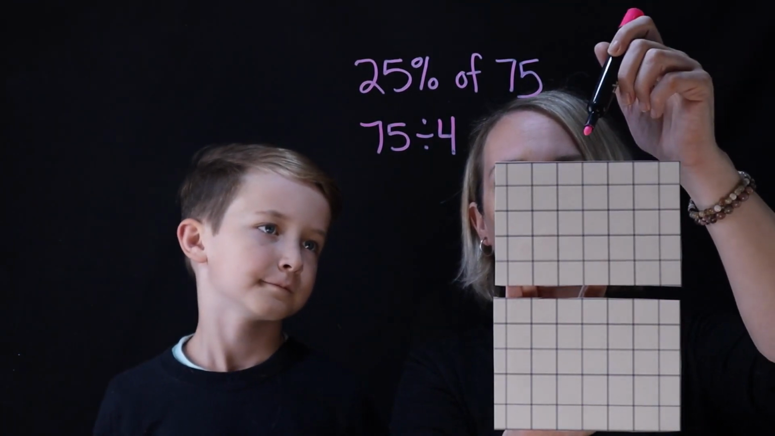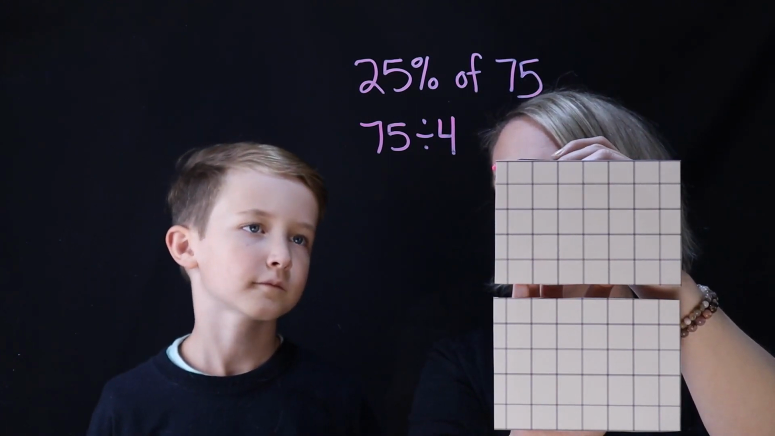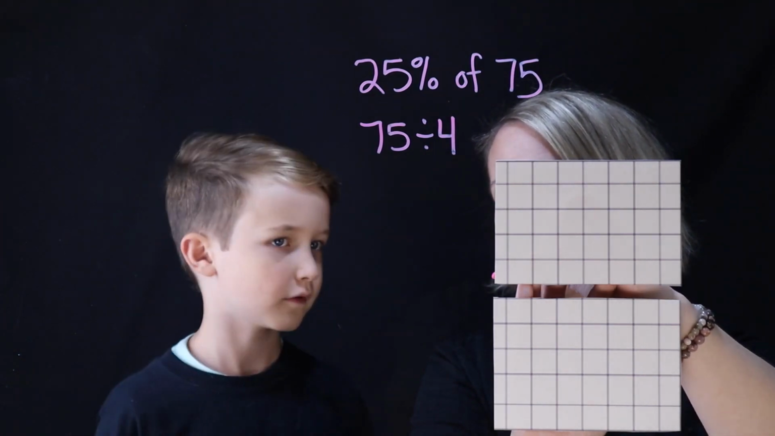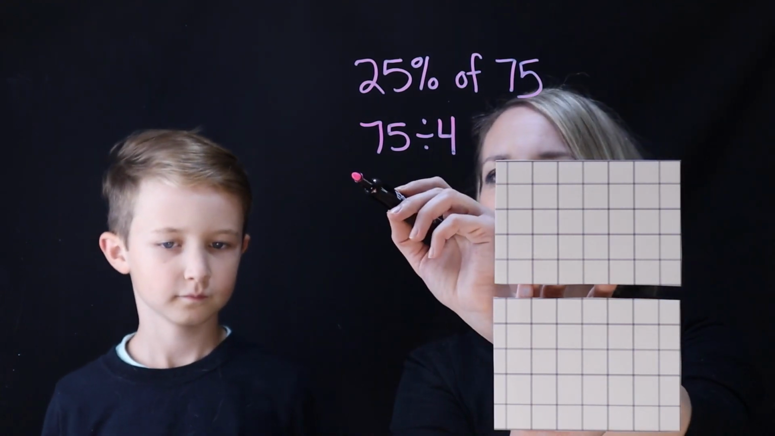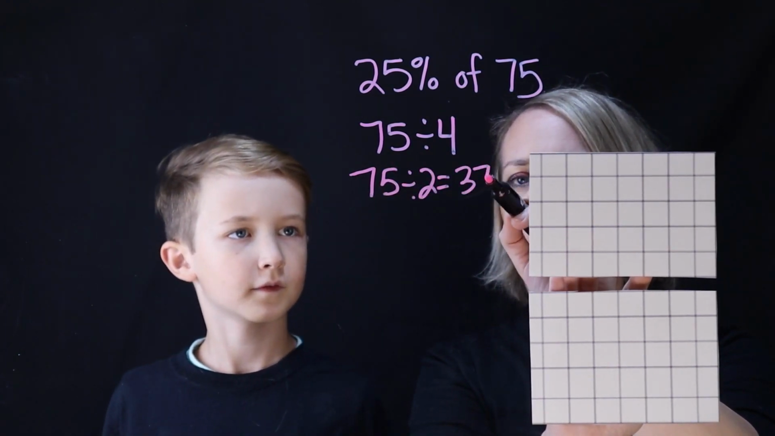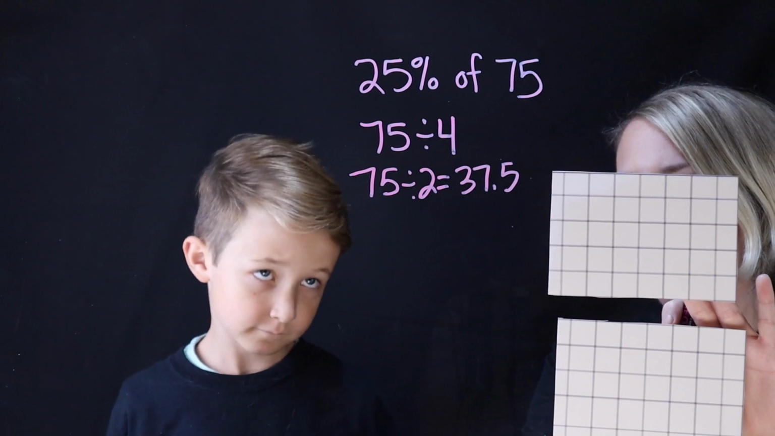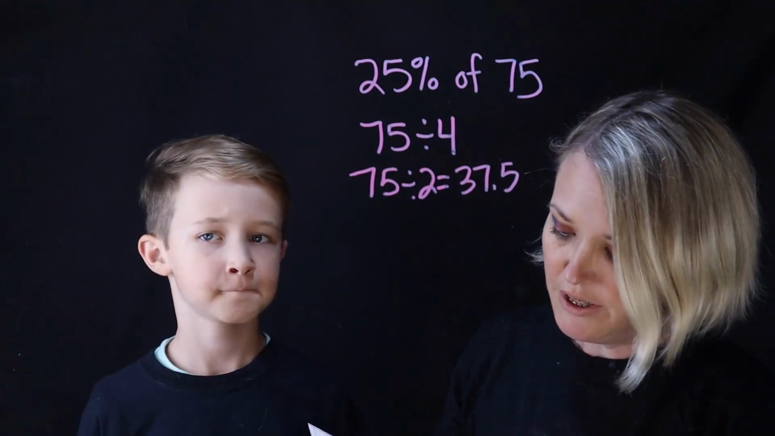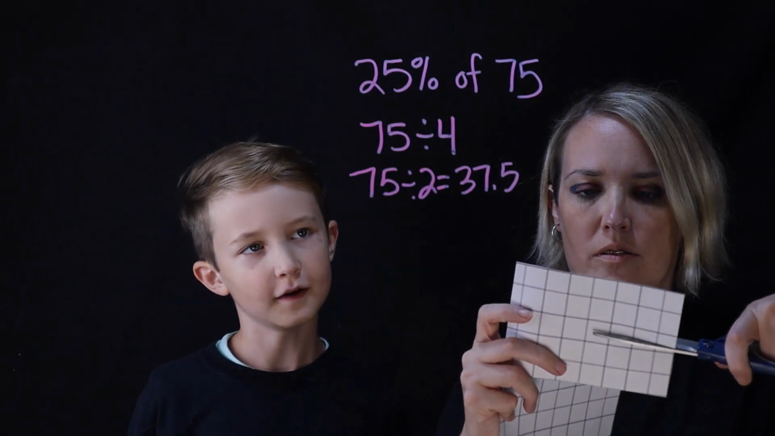So we have 1, 2, 3, 4, 5, 6, 7. We've got 5 of them, so there's your 35. And then you have 36, 37, 37 and a half. It's only a little half here. Okay, so 75 divided by 2 is 37.5. But that's only 2 equal groups, right? We need to split this again. So what's 37 and a half divided by 2?